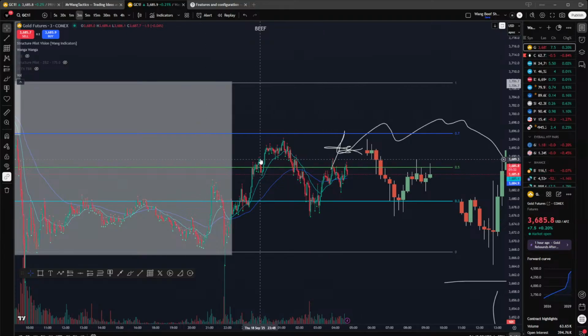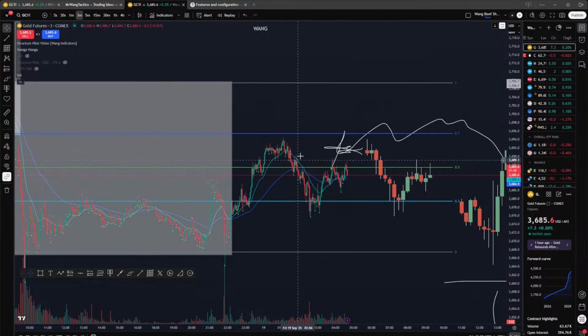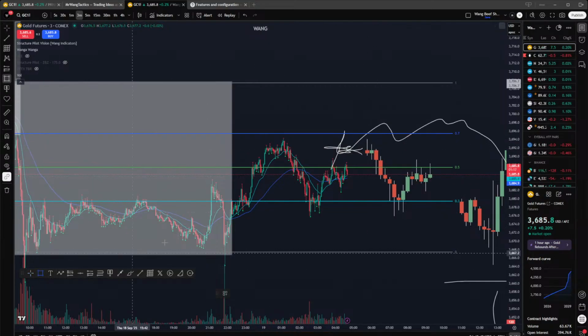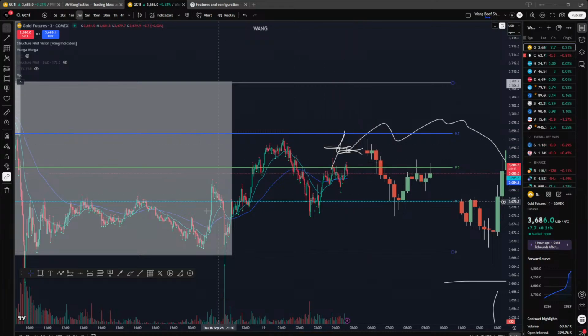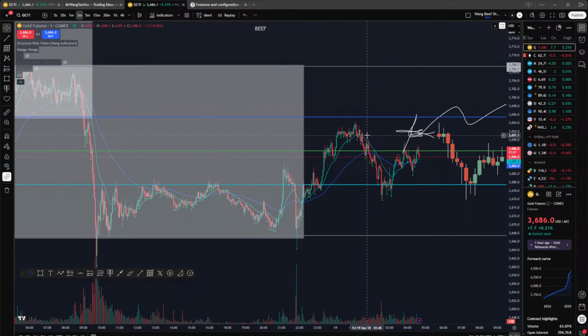So we tapped the 50%, got down to the 30. Let's see if price, the second time it comes up to this lower time frame break that's here... This is a lower time frame break, it doesn't mean anything in itself, but if price respects it, we can see that low and potentially this low here, this low there, if it respects that.